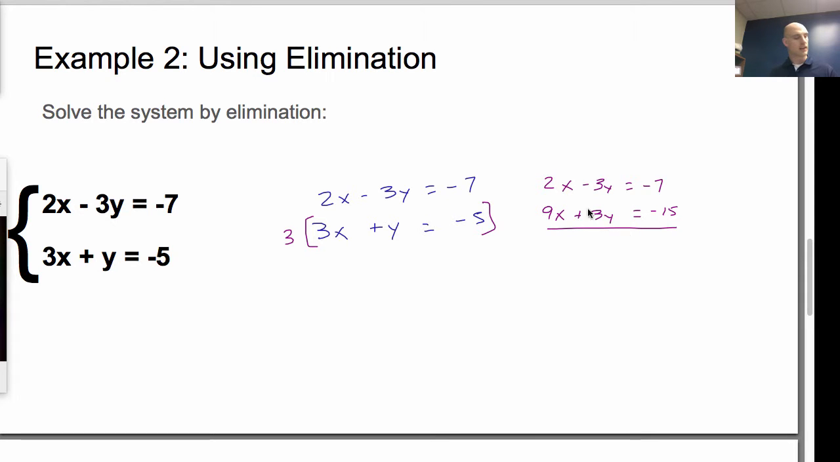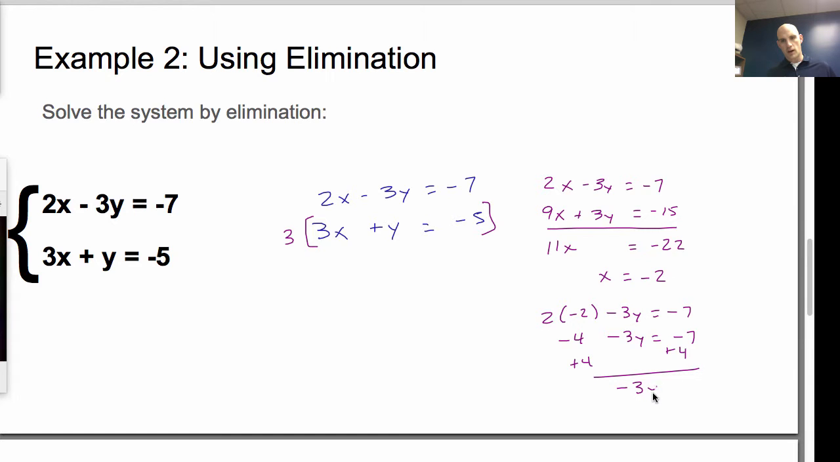Well, check it out. Now I can add them together, and if I add these two lines together, what I'm going to end up with is 11x, the y's are eliminated, which is what I want, equals negative 22. And so x is equal to negative 2. So if I subbed it back in, I'd go 2 times negative 2 minus 3y equals negative 7. And so negative 4 minus 3y equals negative 7. Add 4.